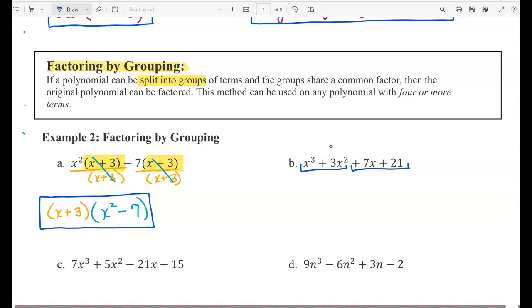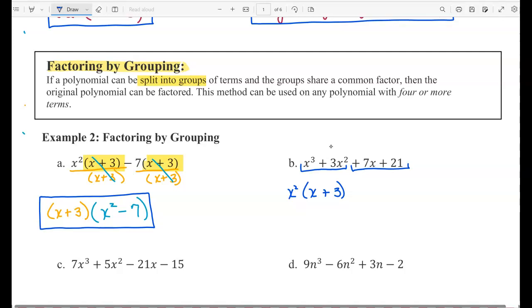Is there a greatest common factor? I don't see a number that's a factor, but I certainly see x in each, and I actually see x squared. So I'm going to take out x squared, which would leave me with x plus 3. Now again, how did I get that x plus 3? I'm dividing each term by x squared. I didn't write it out this time, but x cubed divided by x squared is where I get my x. 3x squared divided by x squared gives me a 3.